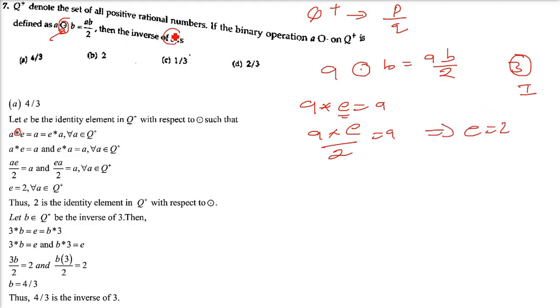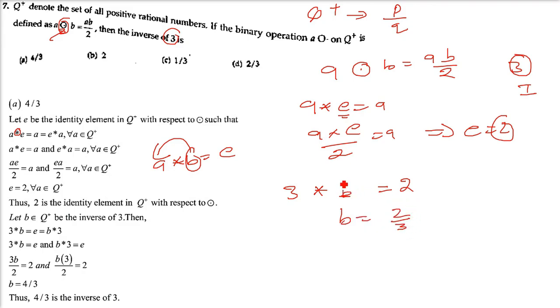Now we have to find out the inverse. So what do we operate with 3 so that we get 2? A star B is equal to E. B is the inverse of A because we are getting the identity element. So 3 star B is equal to 2. So 3 star B is what? It is 3 into B by 2, and then it is equal to 2, because A star B or A operation B is AB by 2. It is 3B by 2. So B is 2 into 2, 4, divided by 3. So B is 4 by 3, the inverse of 3.